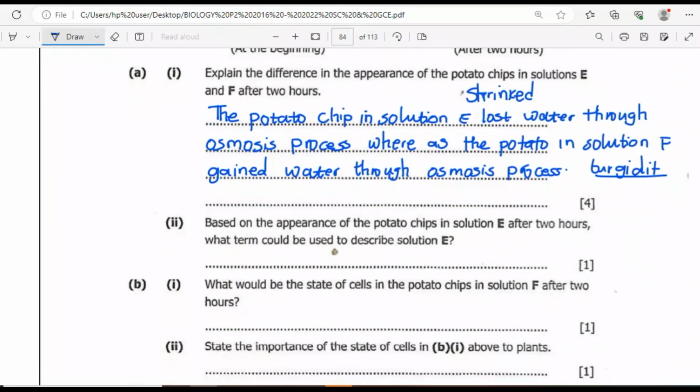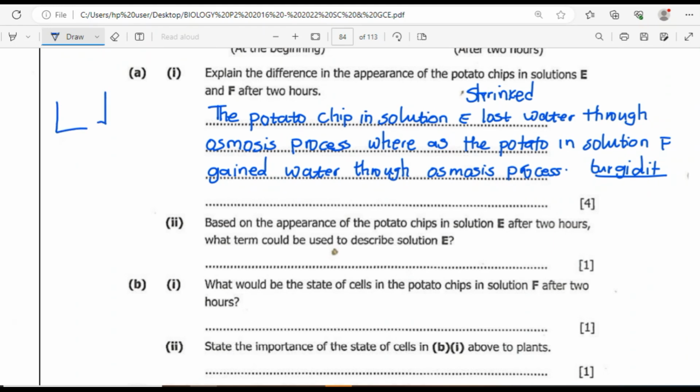Now let's move on to Roman number 2. Based on the appearance of the potato chips in solution E after 2 hours, what term could be used to describe solution E? So we have 3 types of solutions. There is hypertonic, hypotonic, and isotonic. Now let's see if we can analyze these solutions.